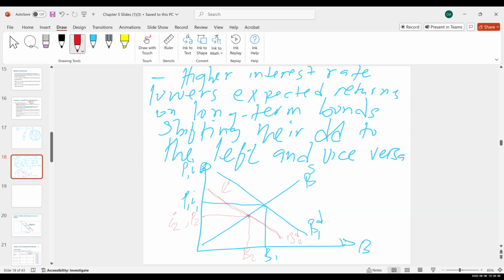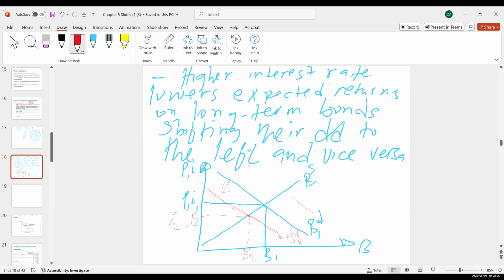And the converse is true. If interest rates were falling, a lower interest rate is going to increase the expected returns on long-term bonds, shifting the demand curve to the right instead. So that will lead to a higher equilibrium bond price, a higher equilibrium bond quantity, and what? A lower interest rate.